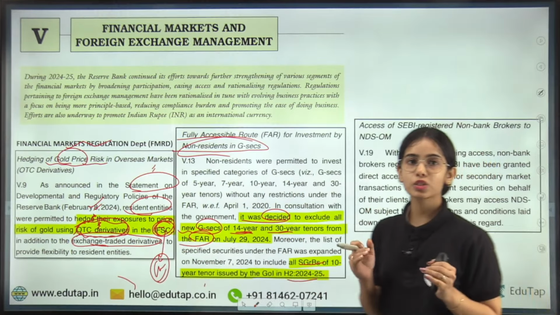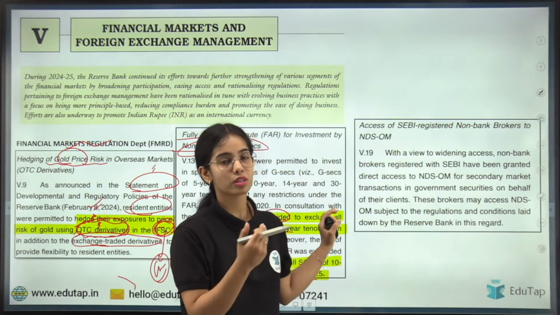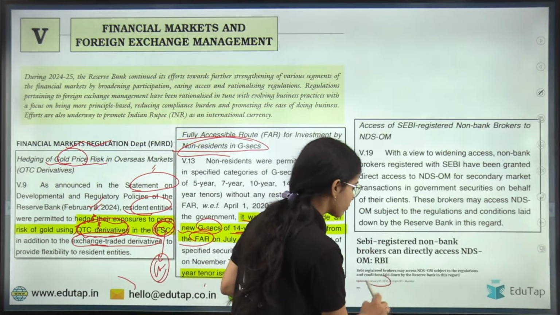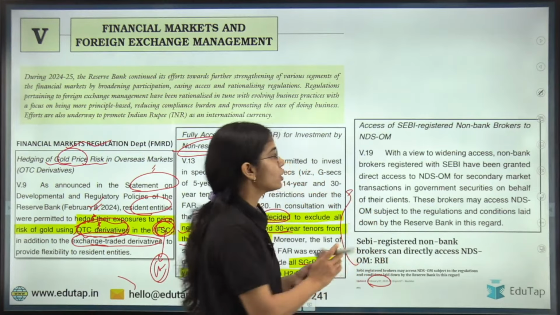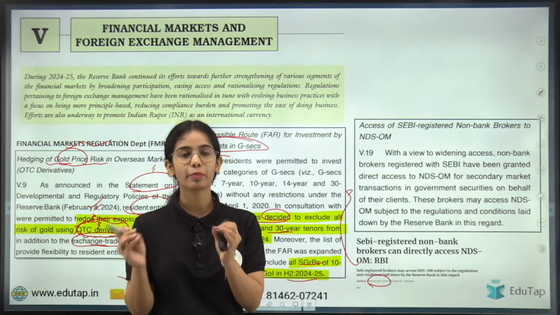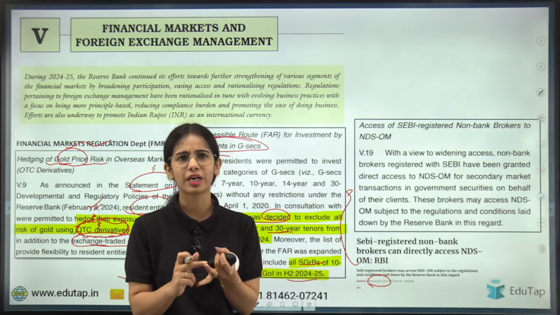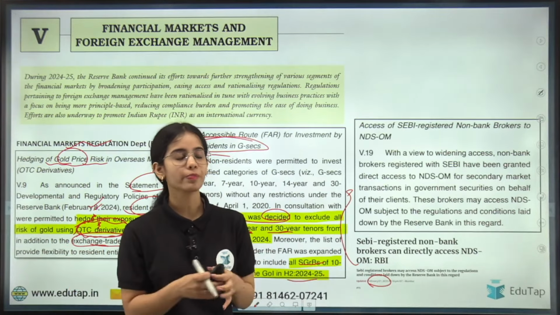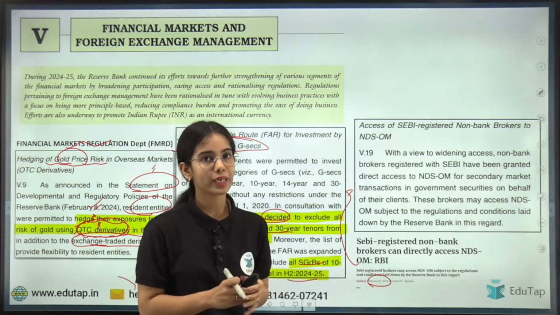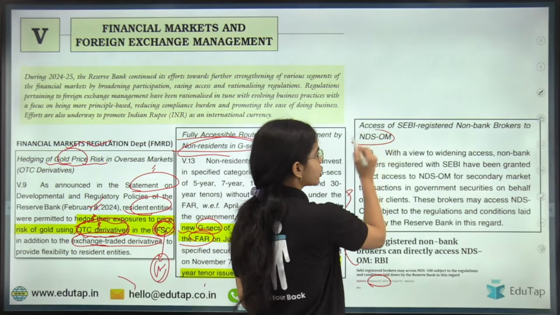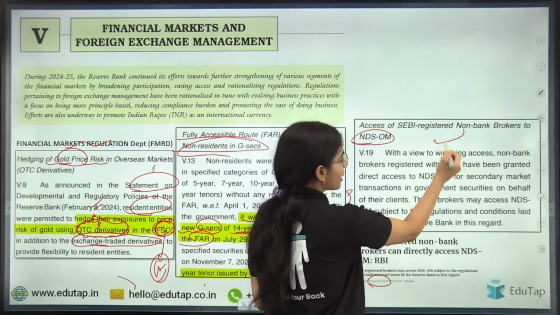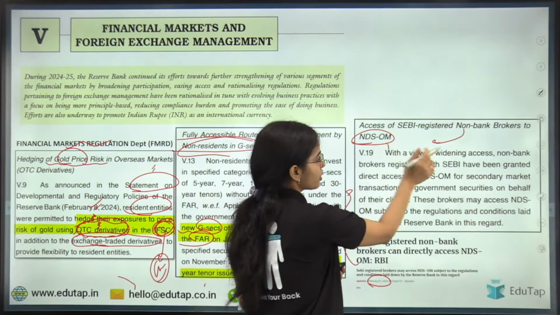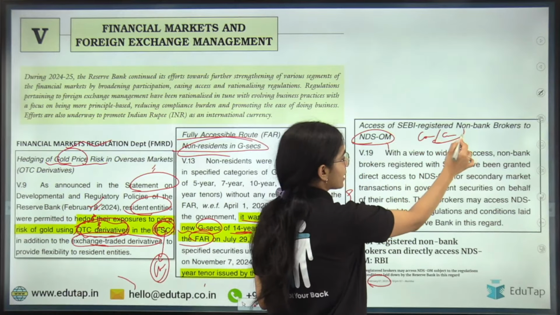Now next is access of SEBI registered non-bank brokers to the NDS-OM. This was in the news in February 2025 and I took a session on this also, that the SEBI registered non-bank brokers like Zerodha, Angel One, Groww, these are the non-bank brokers, they will also be able to get access to the NDS-OM and they will be able to provide the access of the NDS-OM to their constituents or to their customers.